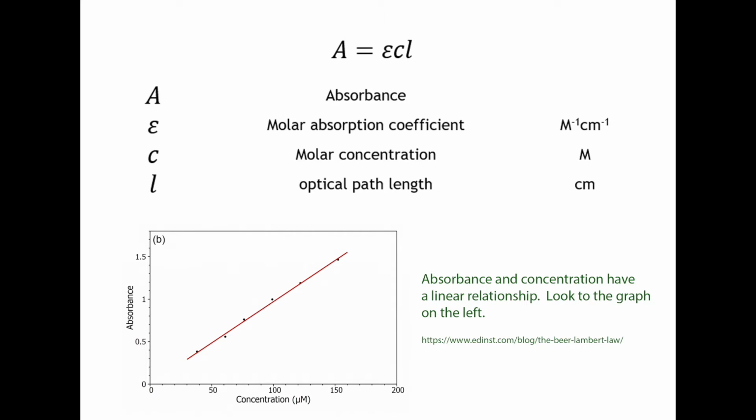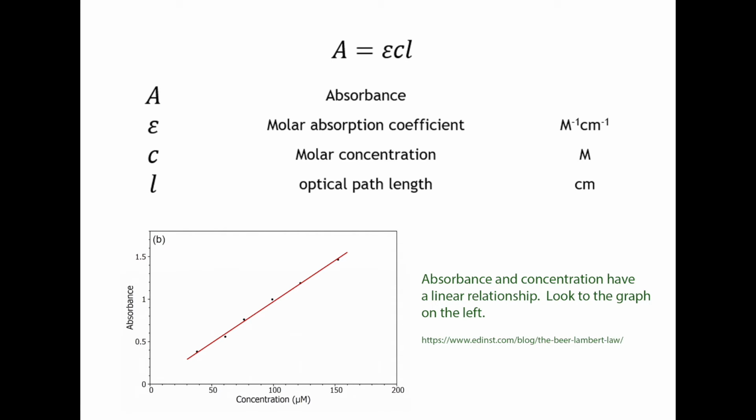The relationship between reduction of light through a solution and the solution's properties can be explained with the Beer-Lambert's law. The components of this equation include absorbance, molar absorption coefficient, molar concentration, and optical path length. Molar absorption coefficient is equal to the slope of the line from our concentration versus absorbance graph. Note that concentration and absorbance have a linear relationship.